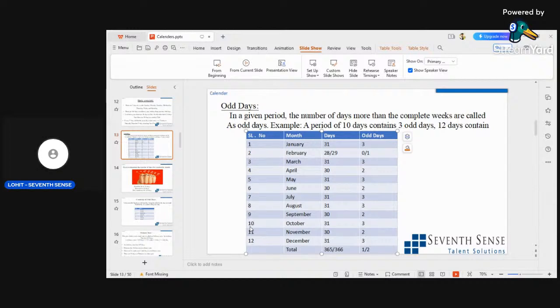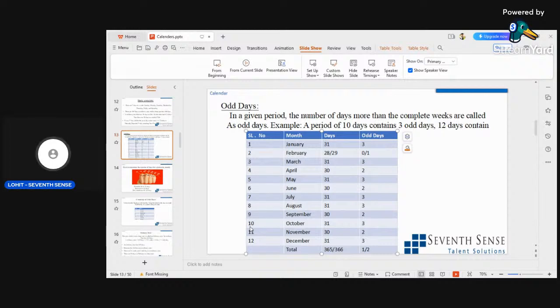So if 2024 is a leap year, in February how many days will be there? 29 days. If 29 days is there, how many odd days are in 29 days? 1, right? Because 29 divided by 7 leaves 1. So what is the total till March? 3 plus 1 plus 3. How much? 7, right? But you need to consider April also. In April, how many days are you going to consider? Are you going to consider 30 or 16?